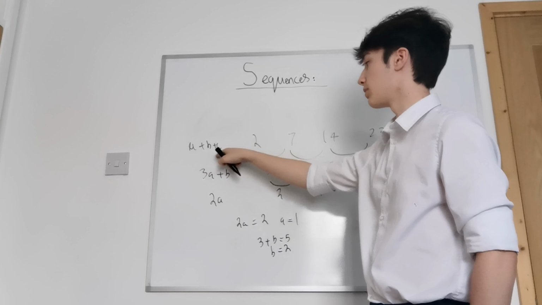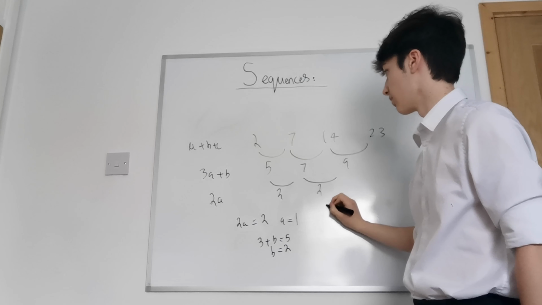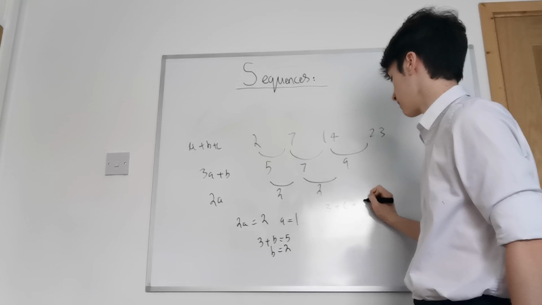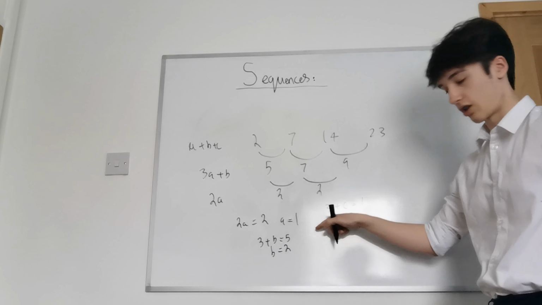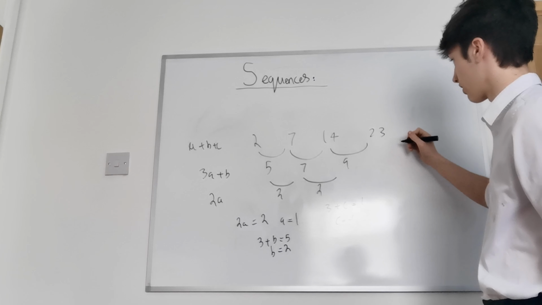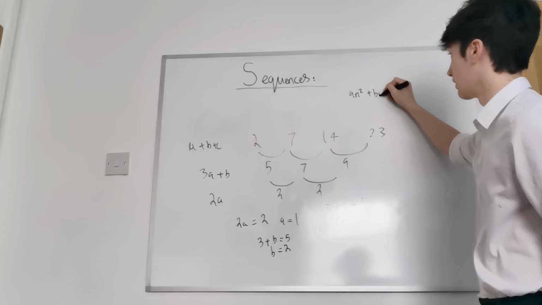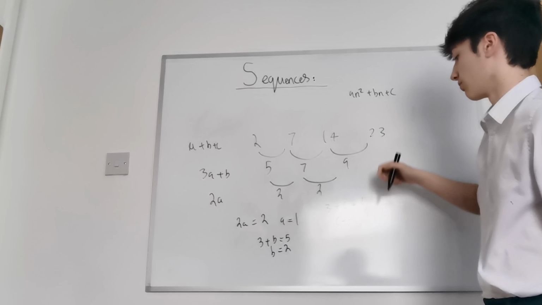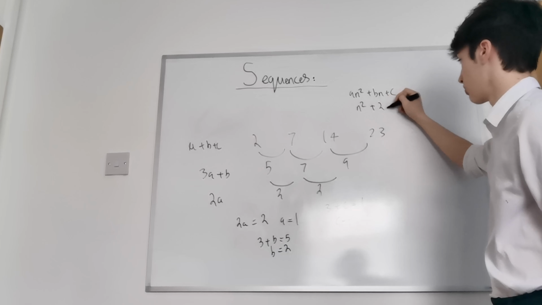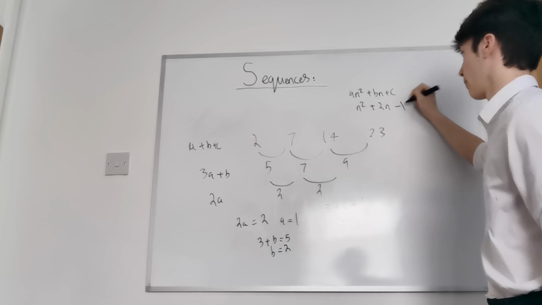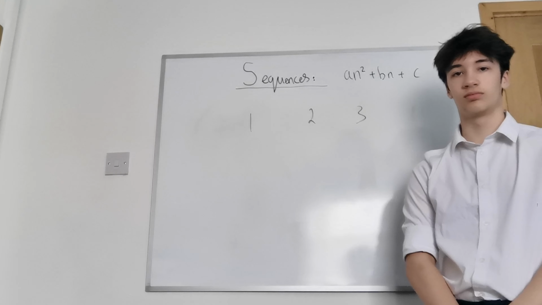And we know a and b, so we can work out c. a is 1, b is 2, so 3 plus c equals 1, meaning c is minus 1. Now we substitute this into a quadratic equation, which is going to be an squared plus bn plus c. So a is 1, so it's just n squared, b is 2, so it's just 2n, and then c is minus 1. So that is the expression for this quadratic sequence.